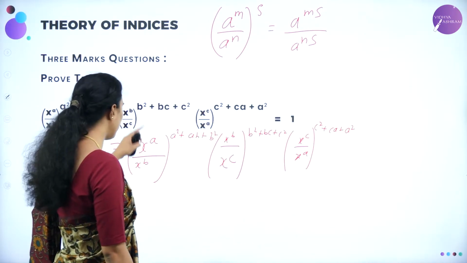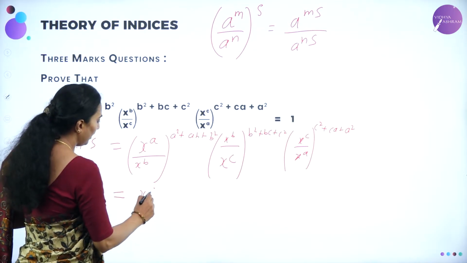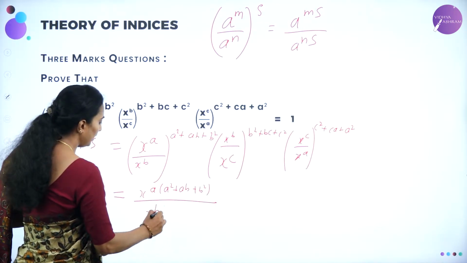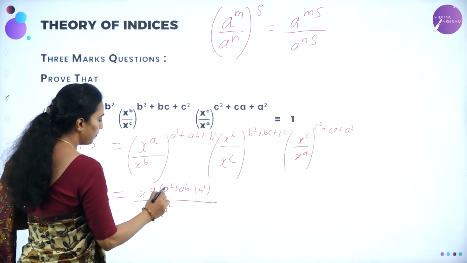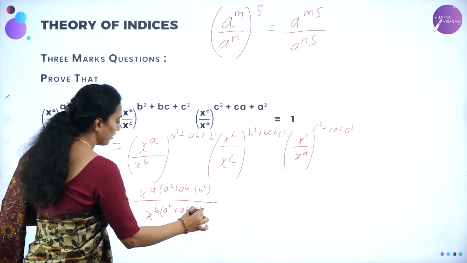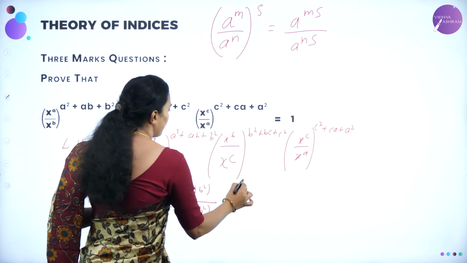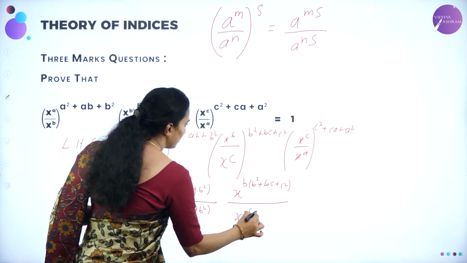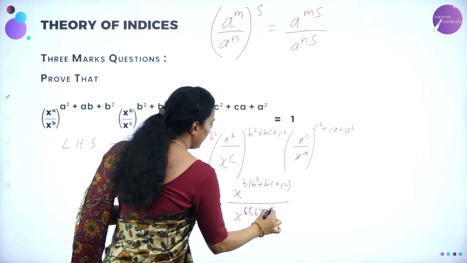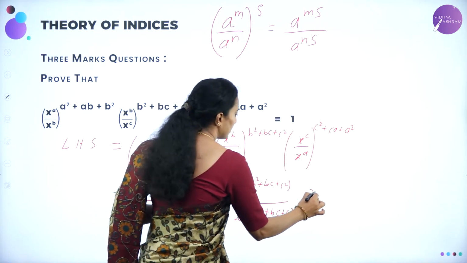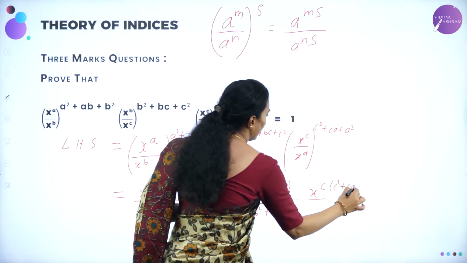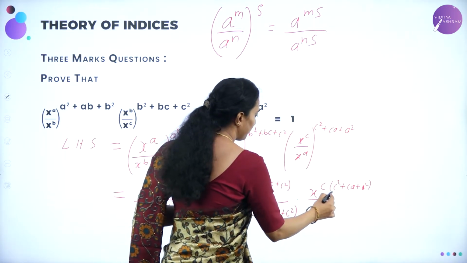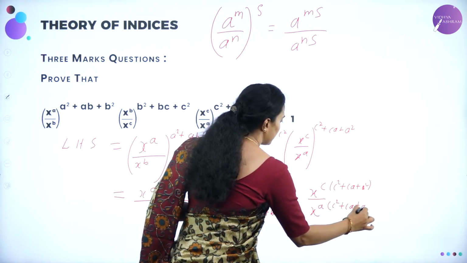So I am going to split this one accordingly. x to the power of a into a squared plus ab plus b squared, divided by x to the power of b into a squared plus ab plus b squared, according to that formula, into x to the power of b into b squared plus bc plus c squared, divided by x to the power of c into b squared plus bc plus c squared, into x to the power of c into c squared plus ca plus a squared, divided by x to the power of a into c squared plus ca plus a squared, right?